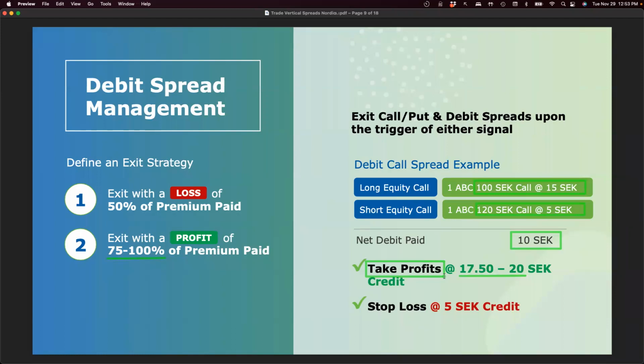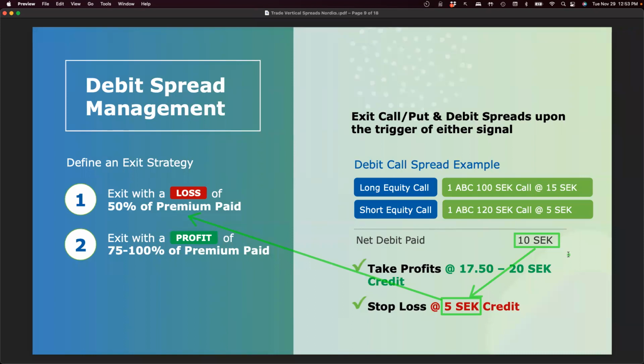Now, let's say on the other hand, you pay 10 crowns for this debit spread, and the trade is starting to move in the opposite direction that you expected to. So something you paid 10 crowns for is now worth only 5, which means that you've lost 50% of the premium that you've paid on that debit spread. I generally tend to find that if that's the case, the trade is not moving in the direction that you expected to, it's time to cut your losses and move on to the next trade.